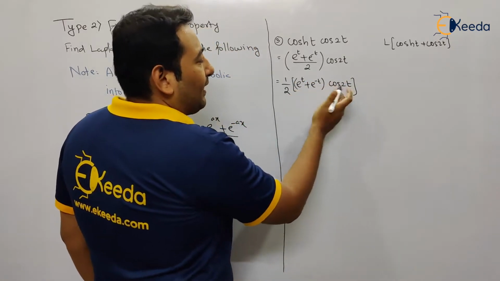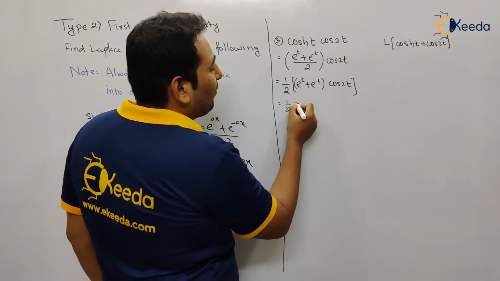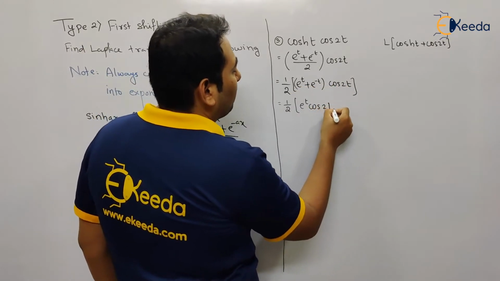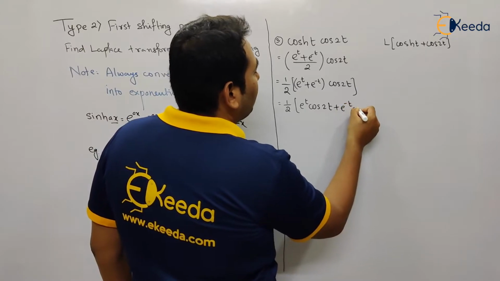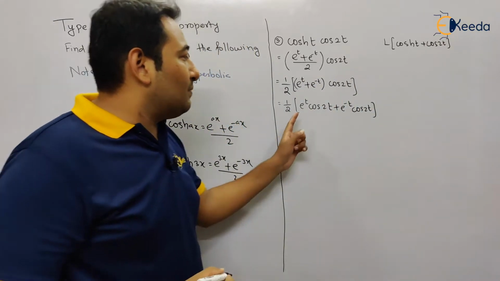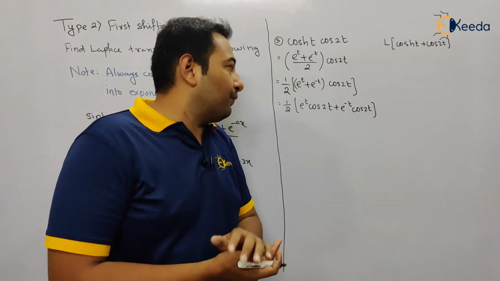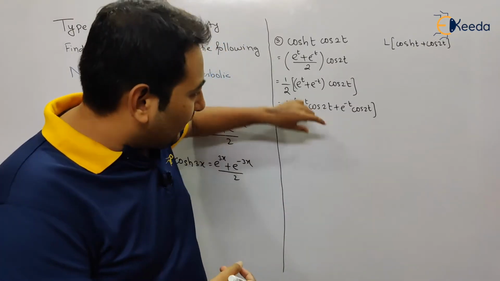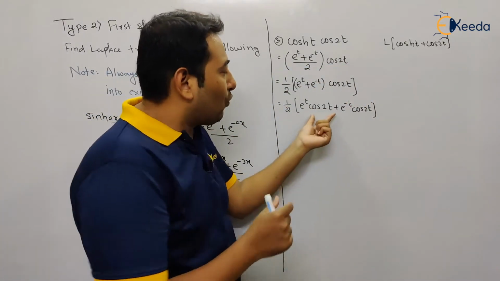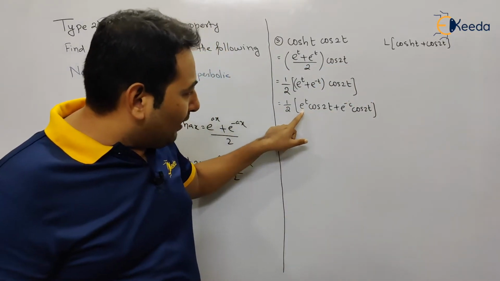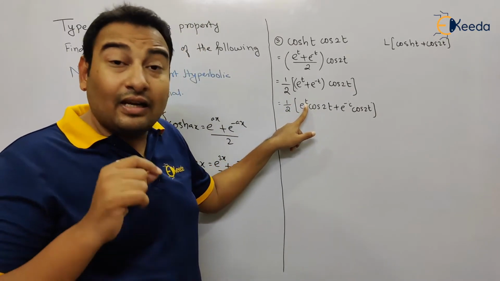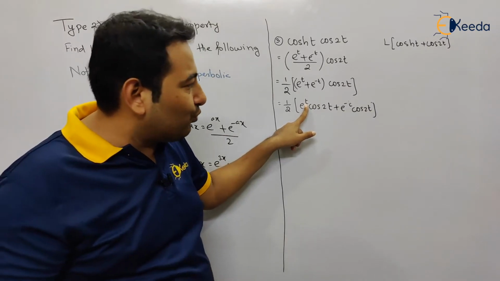What next? Multiply, open the brackets. So this will be 1 upon 2, e raised to t into this plus e raised to minus t into this. So this is my given f of t. Now, if you observe these two terms, we need to find the Laplace of cos 2t, and because of this e raised to t, by FSP, s will be shifted by minus 1.